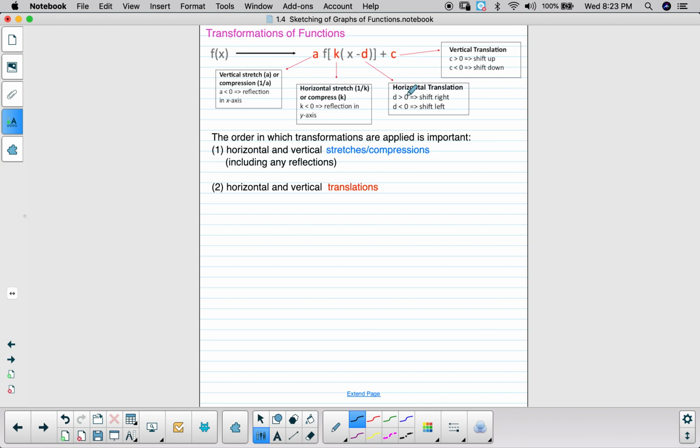If D is greater than 0, the graph of the function shifts D units to the right. If D is less than 0, or negative, then the graph of the function shifts D units to the left. C represents vertical translations. C greater than 0 means that there's a shift of C units up. C less than 0 means a shift of C units down. The order in which transformations are applied is important. First, you look at the horizontal and vertical stretches or compressions and any reflections, and then you look at the horizontal translations.